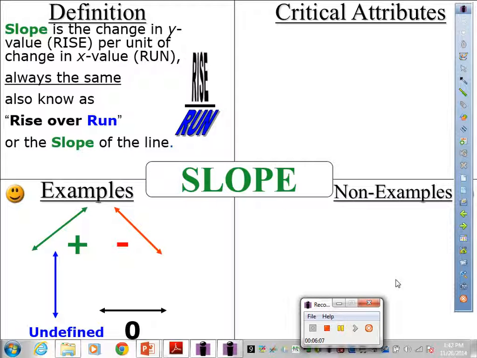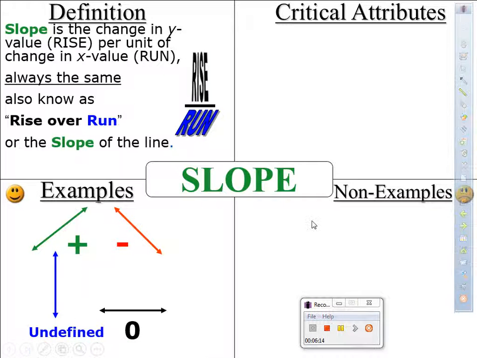So, check this out. Pens down, please, eyes up here. I'm going to go over the definition to make sure we understand this. According to the definition, it's the change in Y value, rise, per the unit of change in X value. It's always the same. Always the same means that it doesn't break the pattern, or it stays constant.